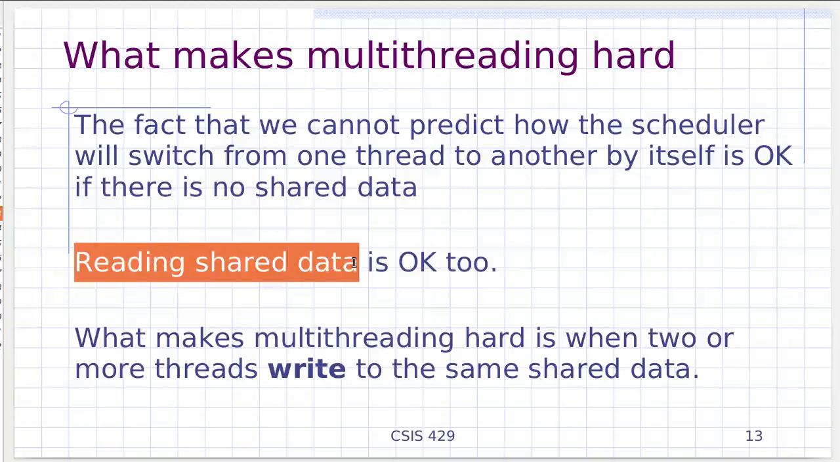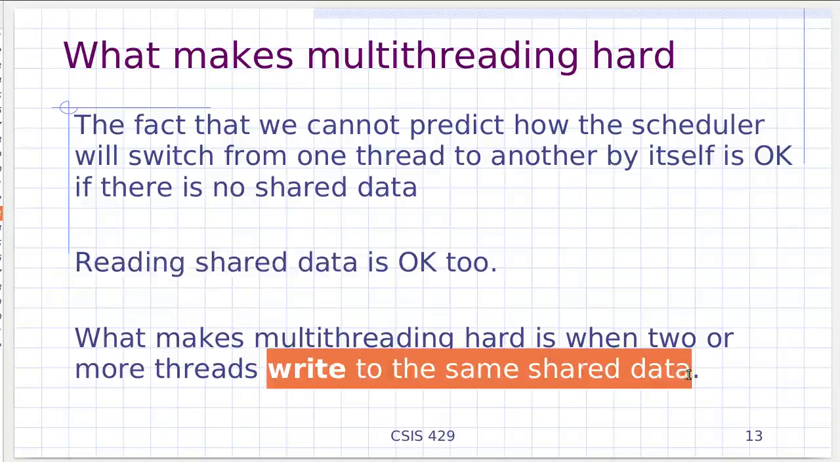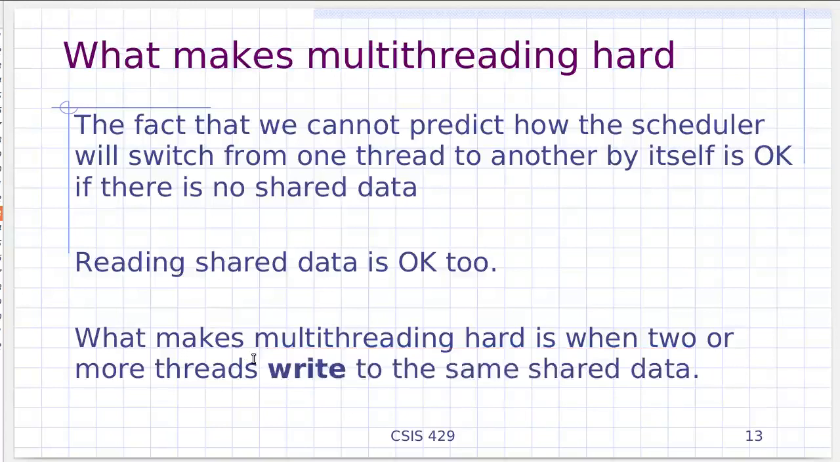The one case where multi-threading becomes really hard is when you have multiple threads that may write to the same shared data. You can have shared data between the threads, between the threads and the parent process, things like that. And if you are sharing that data, you have to be really careful which thread or process is writing to the data that you share. That's really what makes multi-threading hard.